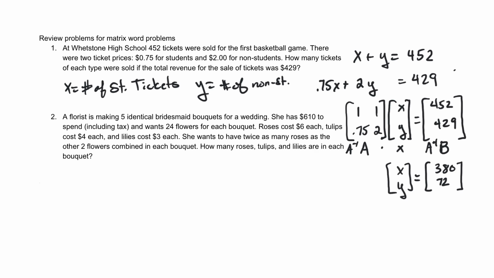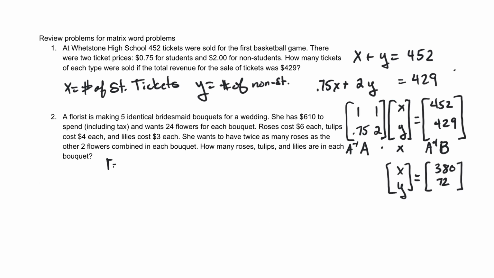All right, that's better. A florist makes 5 identical bridesmaids bouquets for a wedding. She has $610 to spend and wants 24 flowers for each bouquet. Roses cost $6, tulips $4, lilies $3. She wants to have twice as many roses as the other 2 flowers combined in each bouquet. How many roses, tulips, and lilies are in each bouquet?